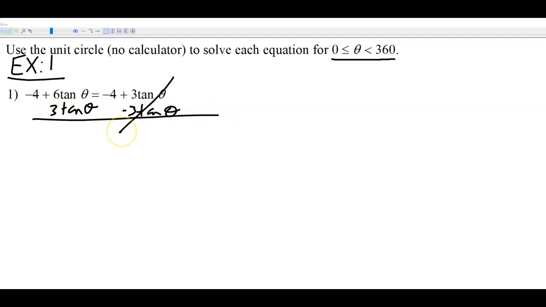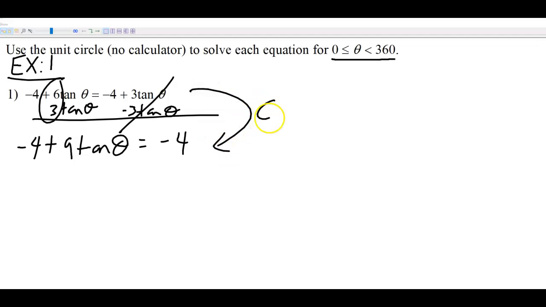Now those cancel out, and then we have 6 tangents plus 3 tangents. That makes 9 tangents. And now it just equals -4. So the first thing we did was combine our tangents. Now you may have to do that step, or you may not. It just depends. Do you have 2 trig ratios or not? If you do, then combine them. If you don't, then just move on to the next step.